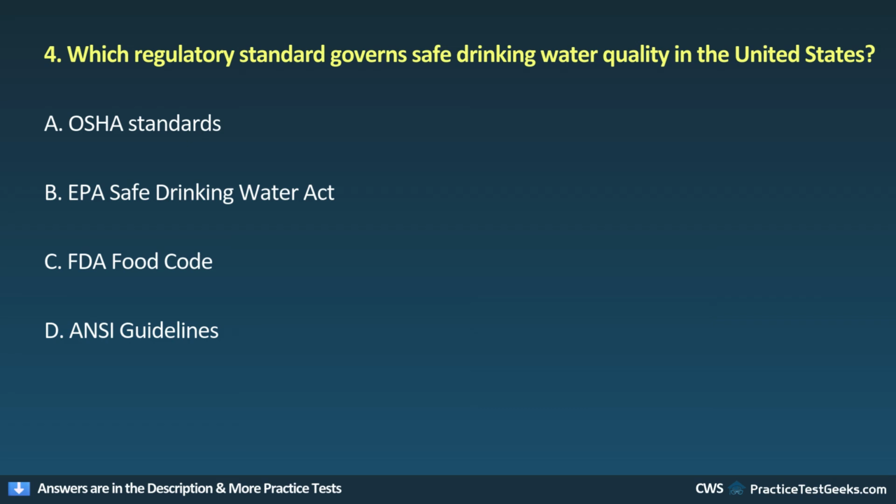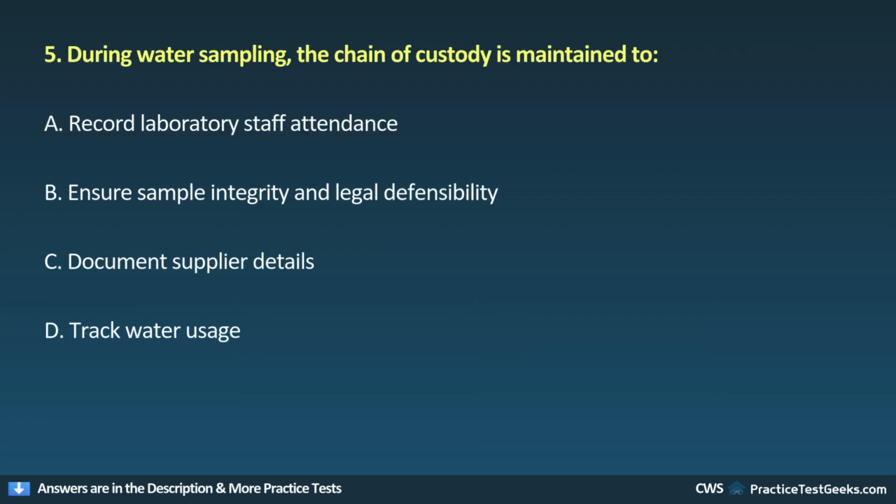4. Which regulatory standard governs safe drinking water quality in the United States? A. OSHA standards. B. EPA Safe Drinking Water Act. C. FDA Food Code. D. ANSI guidelines. 5. During water sampling, the chain of custody is maintained to A. Record laboratory staff attendance. B. Ensure sample integrity and legal defensibility. C. Document supplier details.